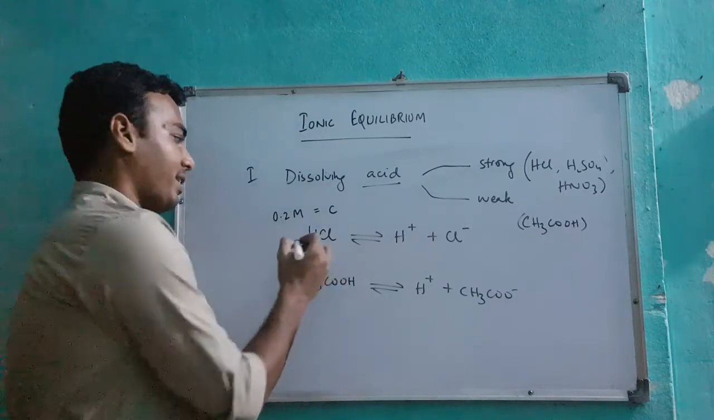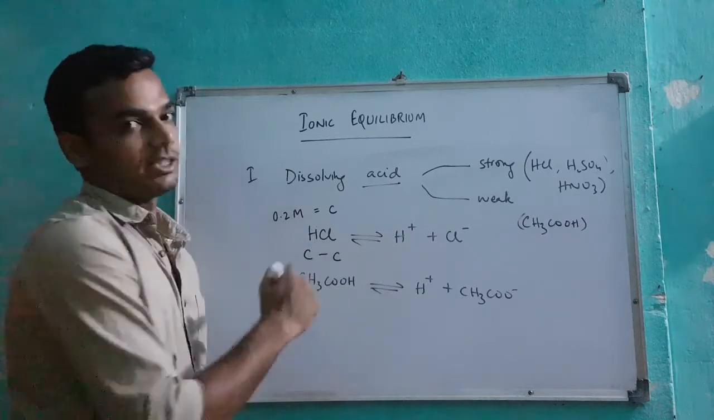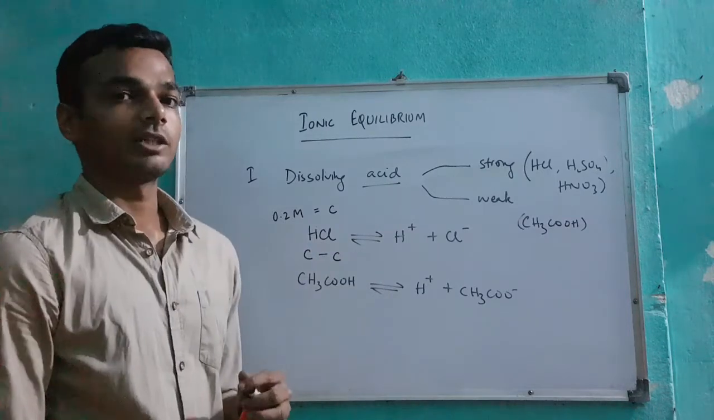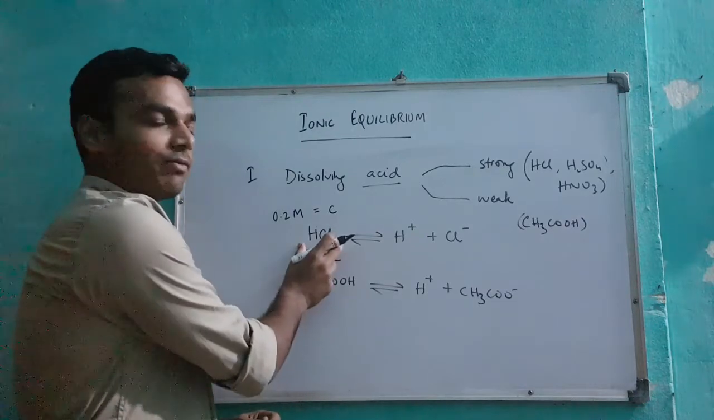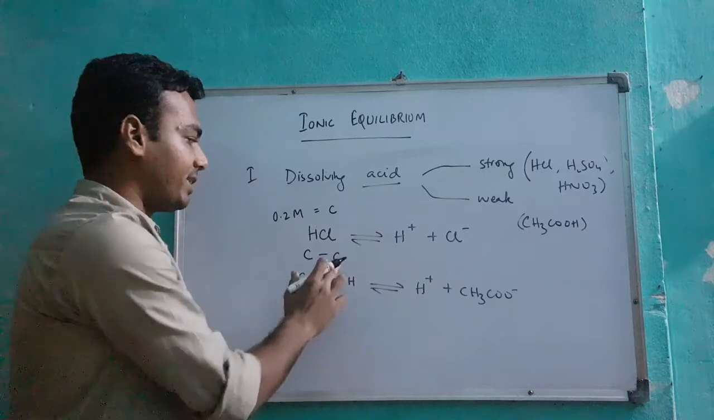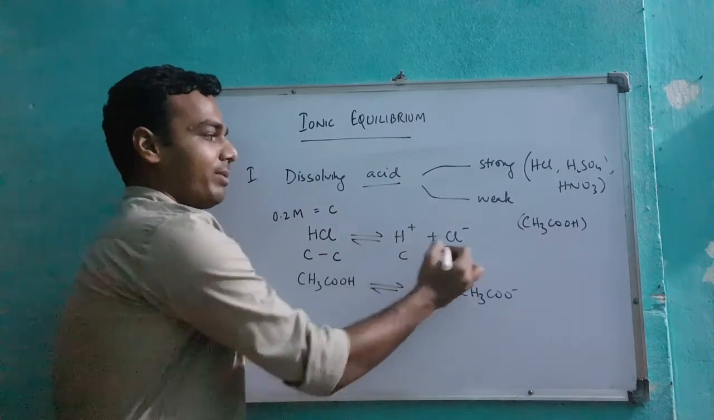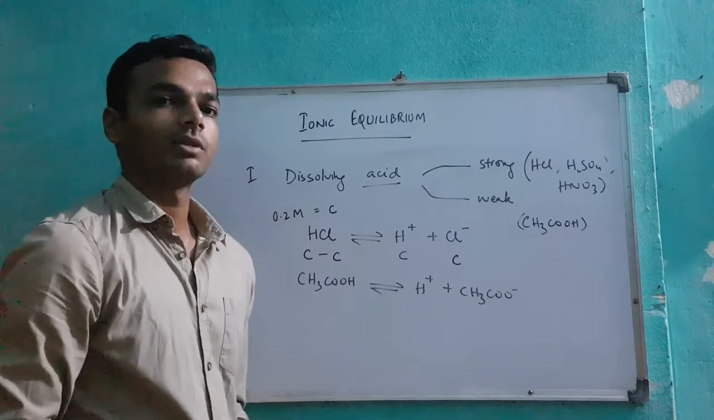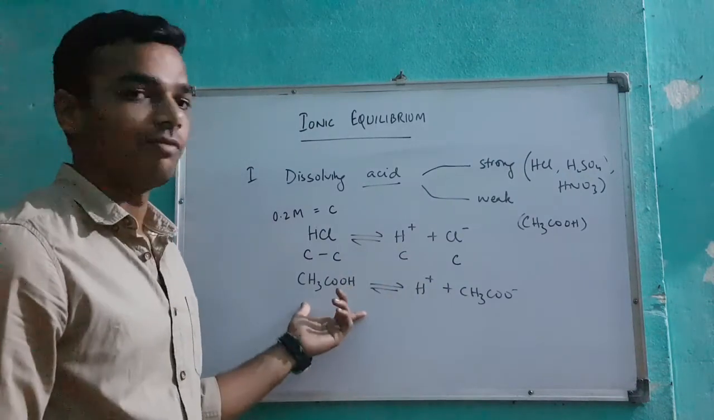So we say out of the initial C, all the C has dissociated and the final concentration will remain 0. When one molecule of HCl breaks, we know it gives 1 H plus and 1 Cl minus. Similarly, if C molecules of HCl break, we will obtain C amount of H plus and C amount of Cl minus. But this is not the same in weak acids.